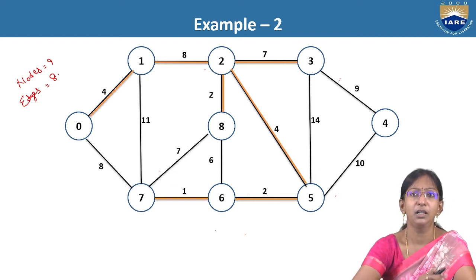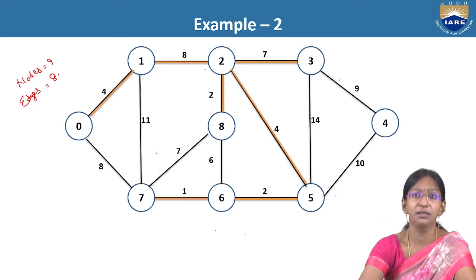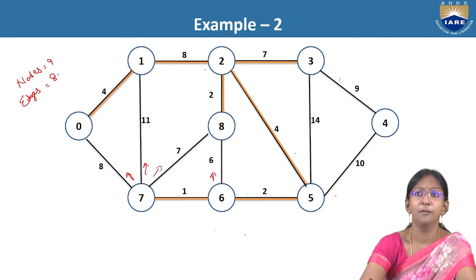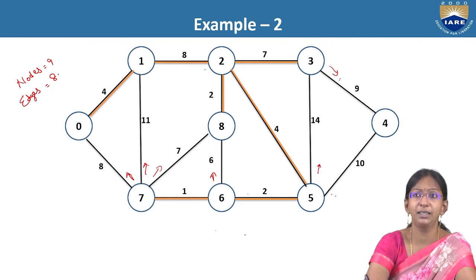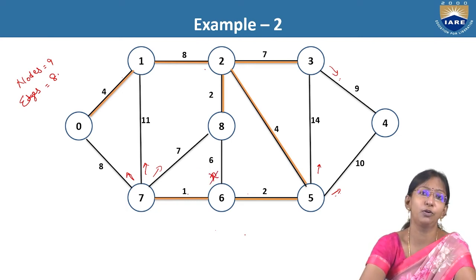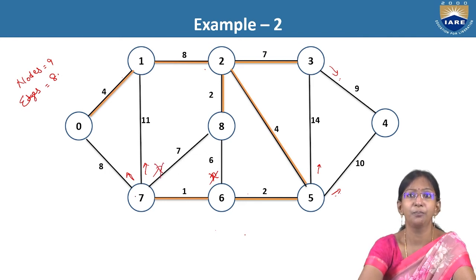Very good. Now, again the story starts. From 7, I have 8, 11, 7. From 6, I have 6. From 3, I have 9. From 5, I have 14 and 10. Which one is the least one? Least one is 6, but it is of no use. It will form a cycle. Next least is 7. Even this will form a cycle.